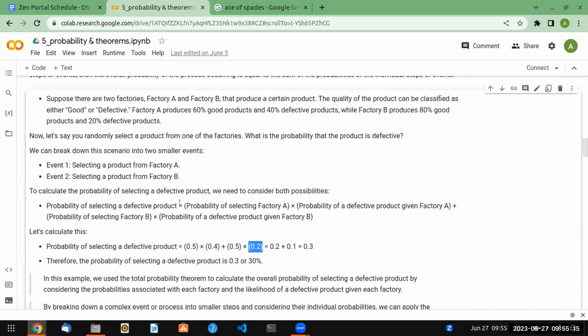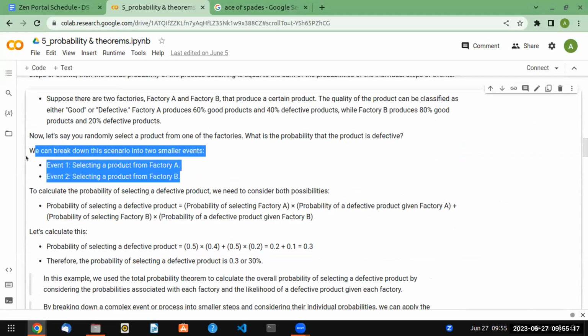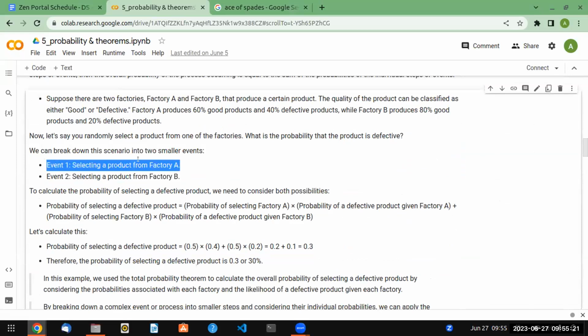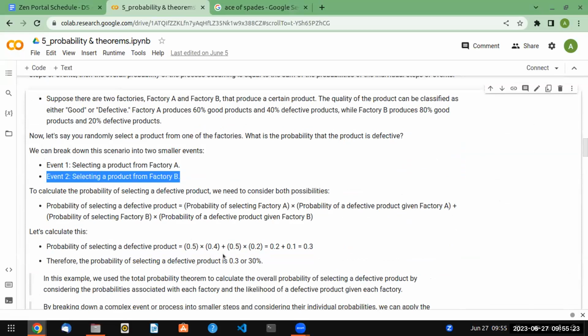Now, what is the total probability of these two events combined? This probability plus this probability. That means 0.5 into 0.4 plus 0.5 into 0.2. So what is the answer? 0.3 we are getting.